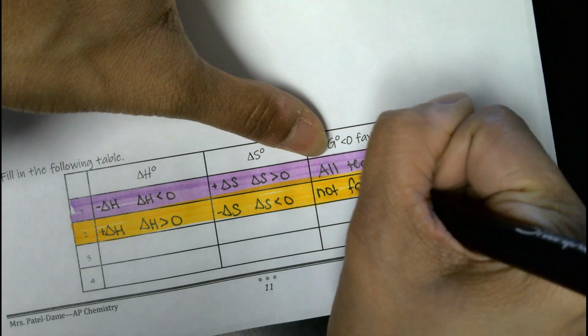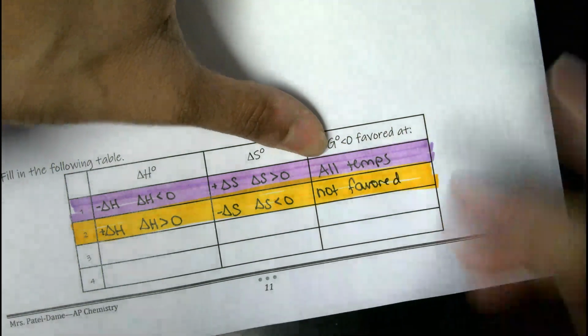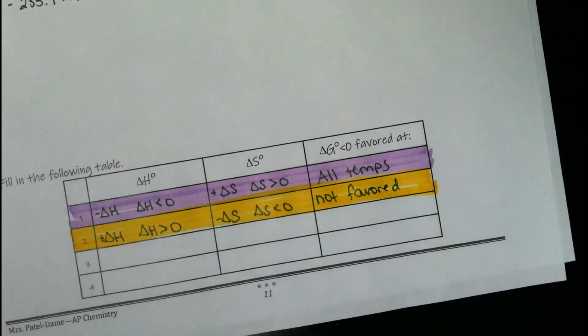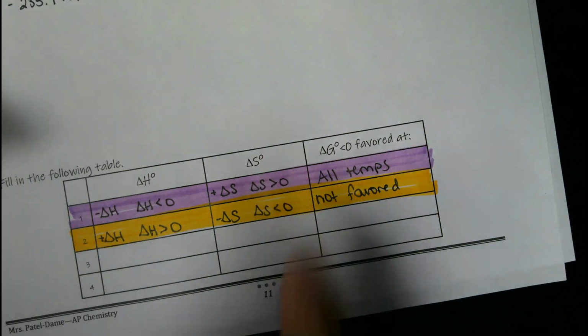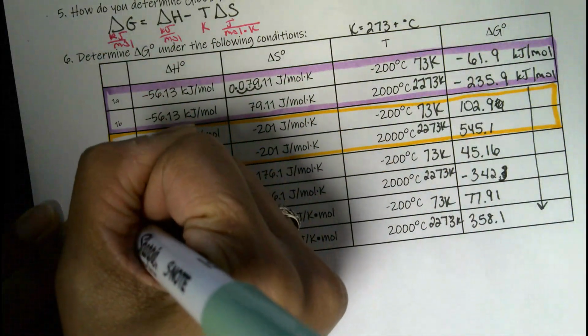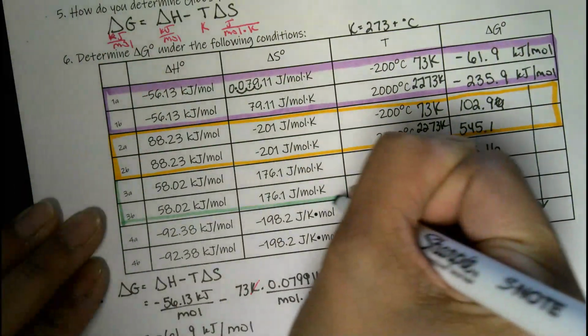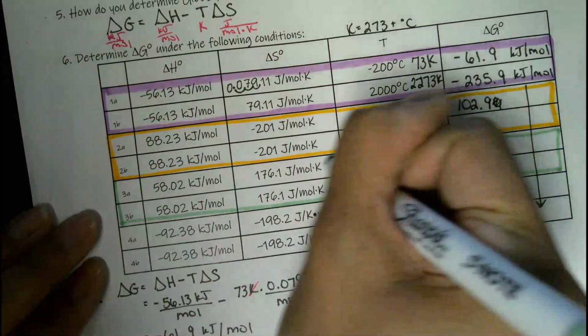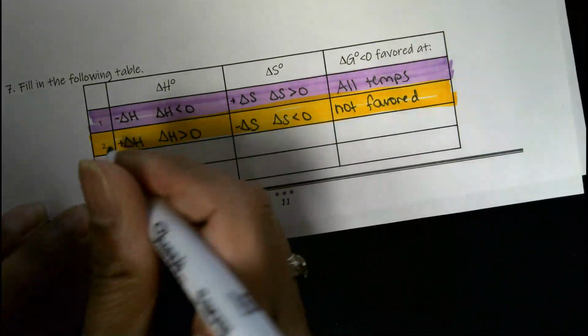And that makes sense, right? Because if exothermic is favored and a positive delta S is favored, then neither one of those conditions had that. Okay. And then we're doing number 3.